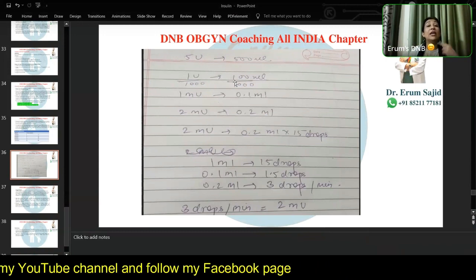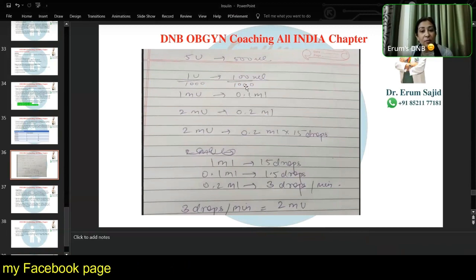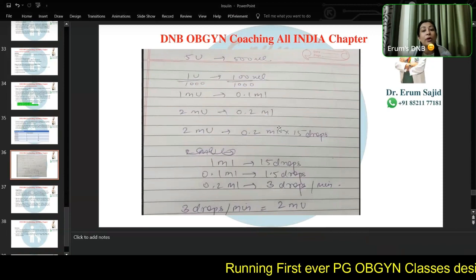But this is 1 unit of oxytocin. We are searching 1 milli-unit. So you have to divide by 1000. Both of them, if you divide by 1000, it becomes 1 milli-unit in 0.1 ml. Correct? And 2 milli-unit, 0.2 ml. So we're talking about 2 milli-units. That means 2 milli-unit is 0.2 ml.